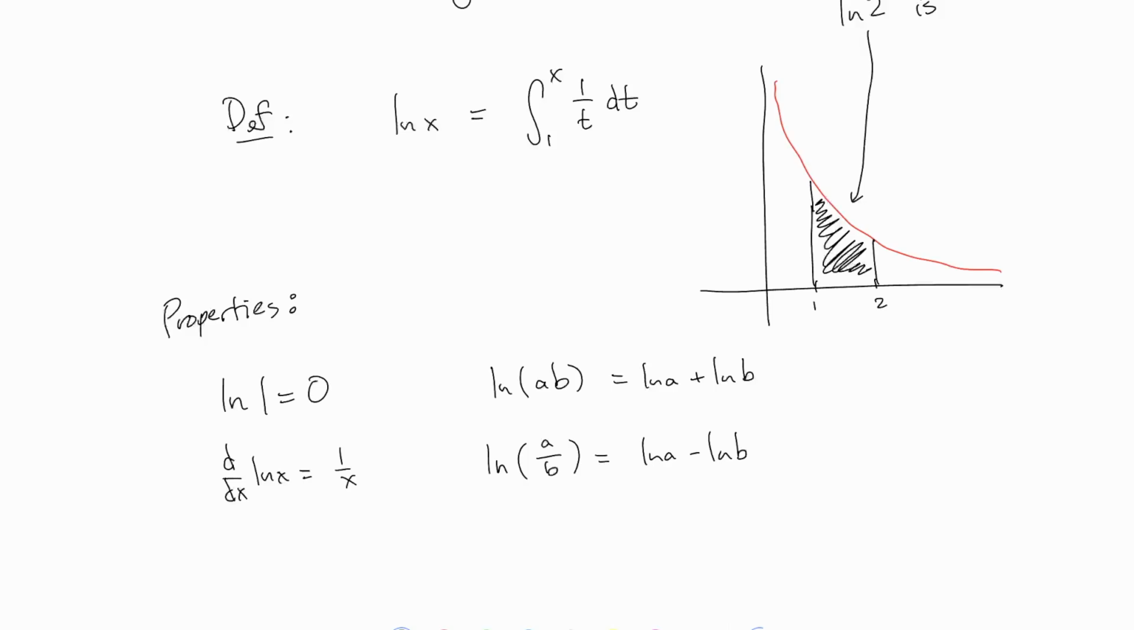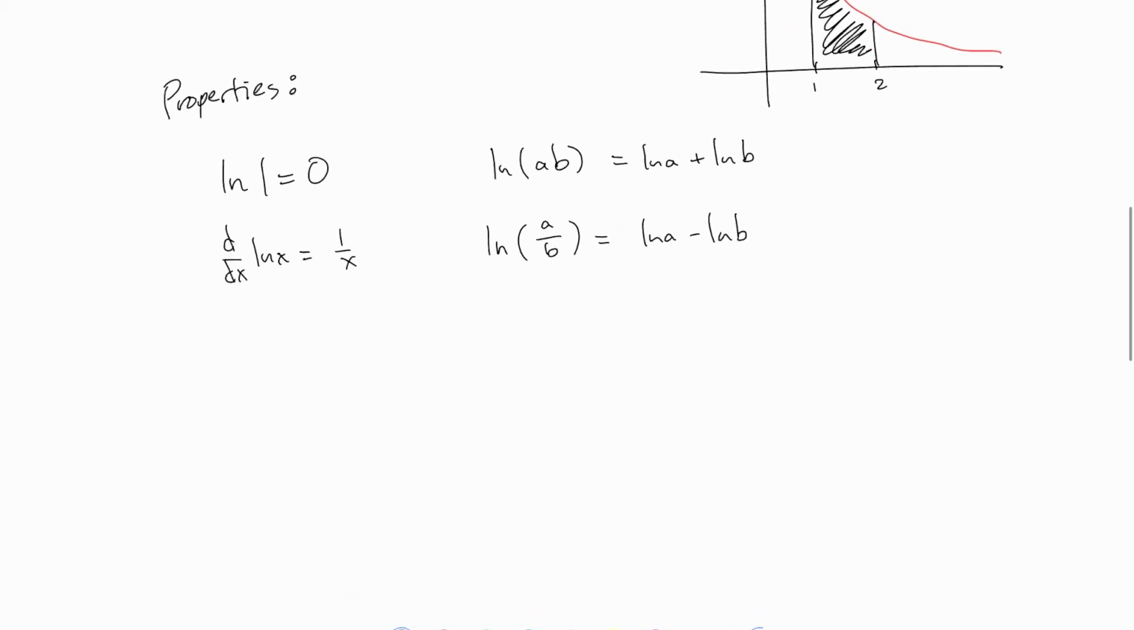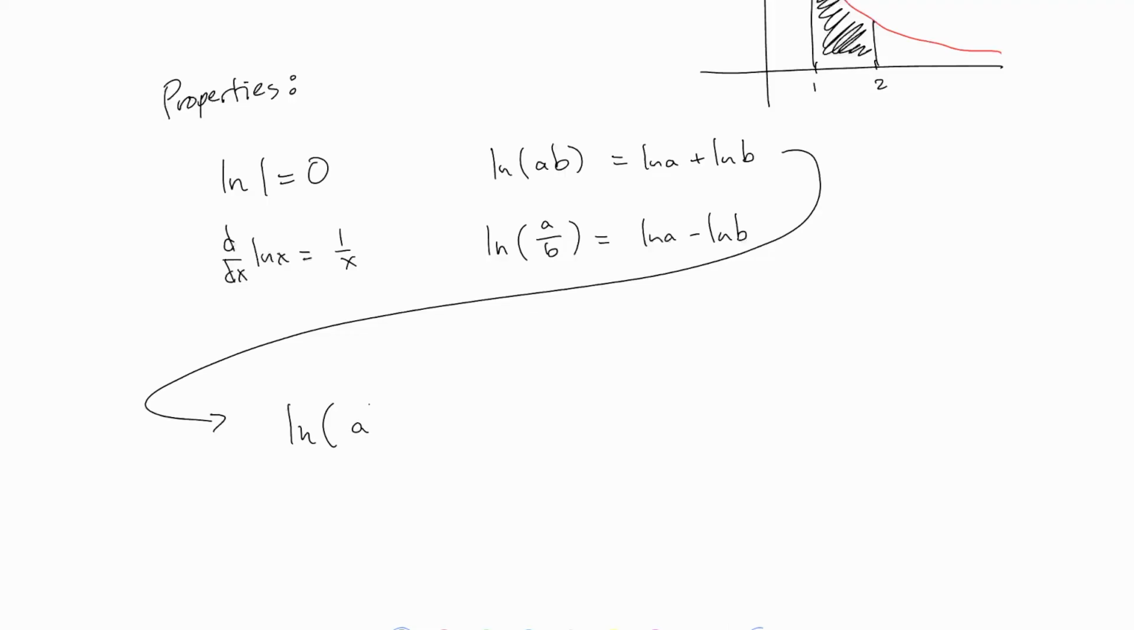The last property, which for the sake of using the natural log in real life may be the most important one, is about the natural log of a power of something. For example, using the ab rule, log of ab, I can do something like this. What is the natural log of a squared? Well, if I think of a squared as a times a, which is what it is, this is the same as the natural log of a times a.